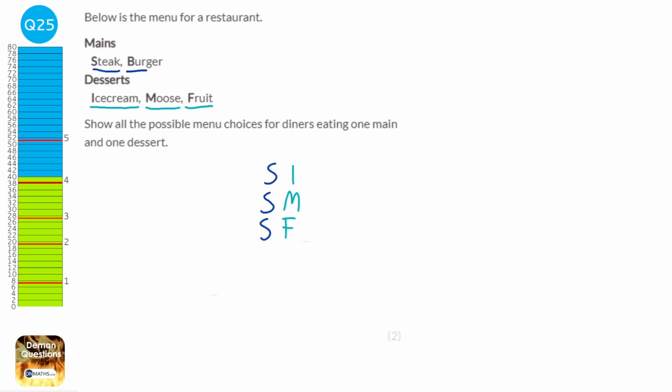And so we're going to look at burger next. And we're going to pair it with the first ice cream, then burger, and we're going to pair it with the mousse. And then finally the burger we're going to pair with the fruit. As long as we do things methodically, we don't ever miss any.